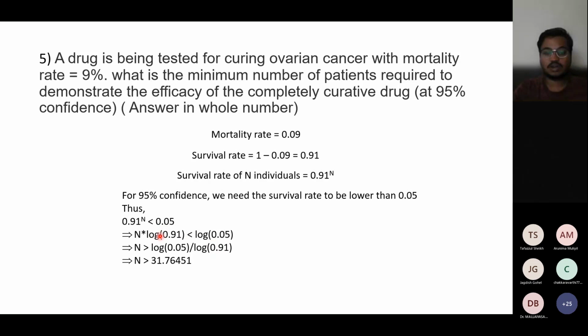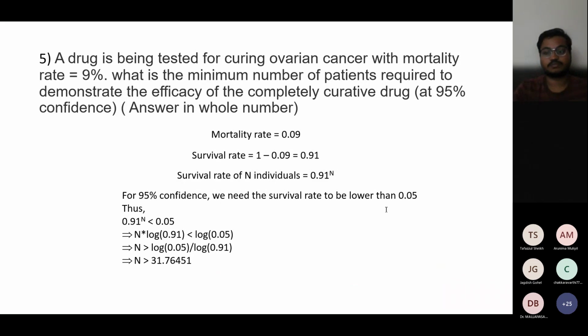Now we know that the log of a fraction, that is, log of something less than 1, will be a negative value. So in the next step, we are dividing both sides by log of 0.91, which is a negative value. That's why we are changing the sign. Then we just calculate this part using a calculator and we get n is greater than 31.76451. Is that clear?